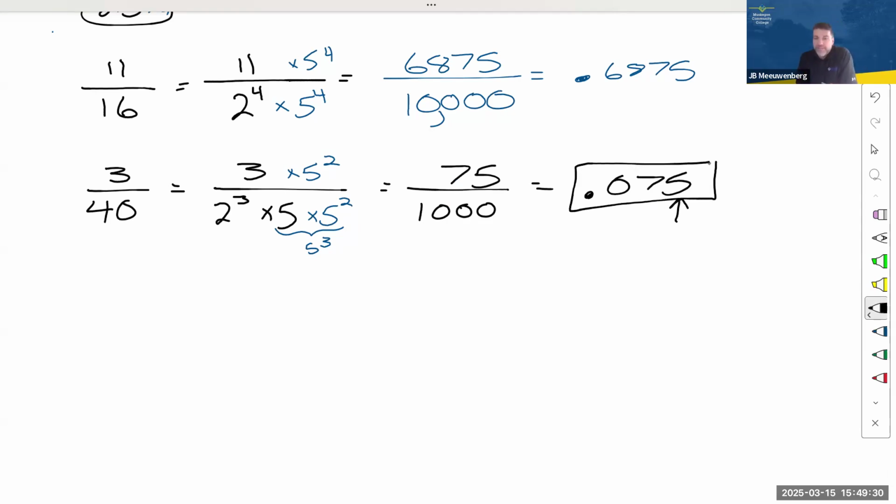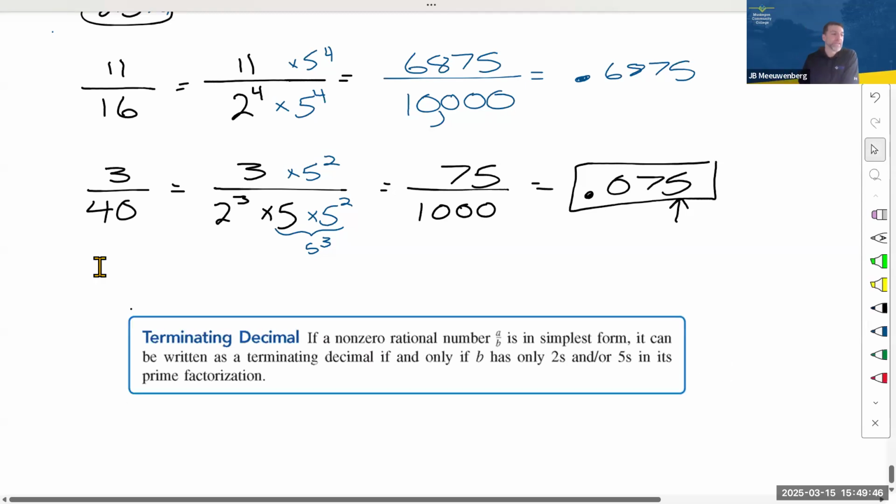So what this really comes down to is we are examining terminating decimals. Remember, decimals that come to an end. You will always be able to write a number with terminating decimals if and only if the denominator has only 2s and 5s in its prime factorizations. This is, again, a sort of formalized definition.